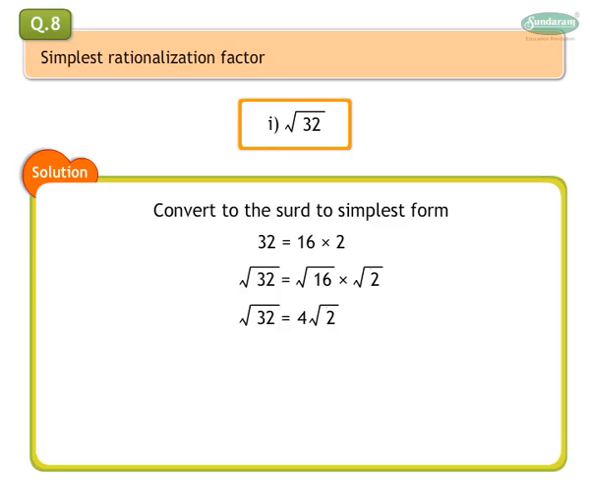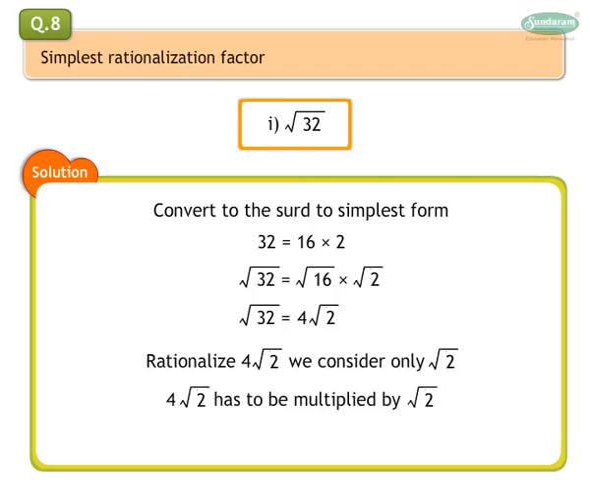Now students, to rationalize 4 root 2, we have to consider only root 2. To convert square root of 2 into a rational number, we have to multiply it by square root of 2. Hence, the simple rationalization factor is root 2.